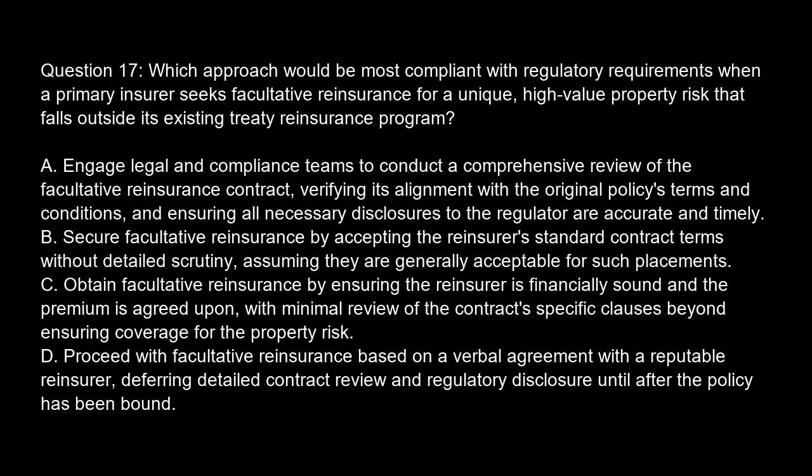Option B. Secure facultative reinsurance by accepting the reinsurer's standard contract terms without detailed scrutiny, assuming they are generally acceptable for such placements. Option C. Obtain facultative reinsurance by ensuring the reinsurer is financially sound and the premium is agreed upon, with minimal review of the contract's specific clauses beyond ensuring coverage for the property risk. Option D. Proceed with facultative reinsurance based on a verbal agreement with a reputable reinsurer, deferring detailed contract review and regulatory disclosure until after the policy has been bound.